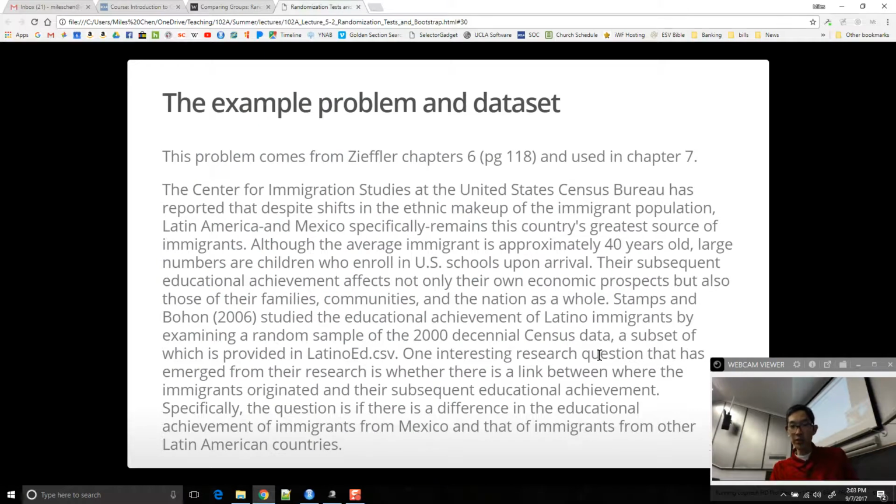One interesting research question that has emerged from the research is whether there's a link between where the immigrants originated and their subsequent educational achievement. Specifically, the question is if there is a difference in the educational achievement of immigrants from Mexico and those of immigrants from other Latin American countries.